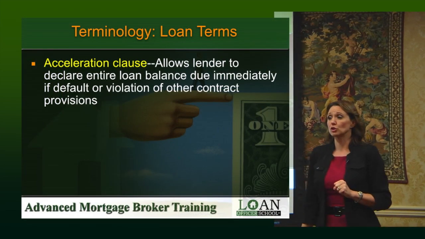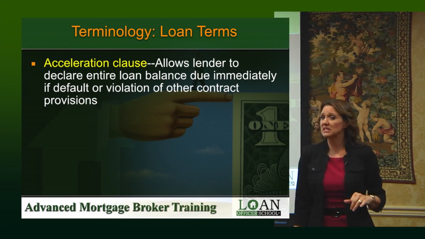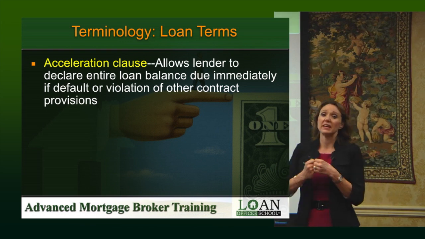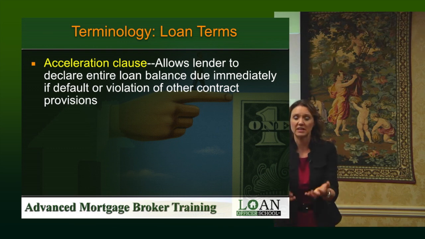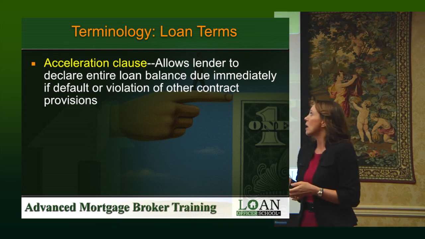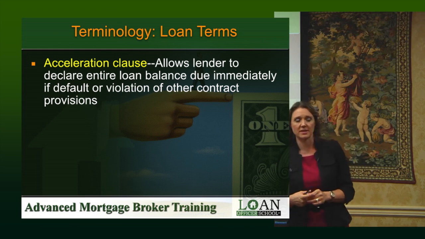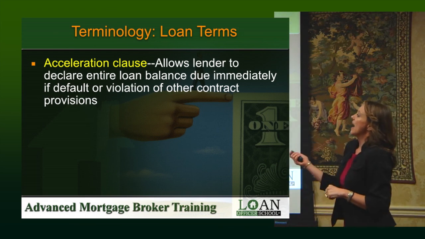All right. Terminology: acceleration clause. This allows the lender to call the entire note due and payable in the event of a default, or basically you stopped making your payments. Acceleration means they can accelerate. When you think about it, when you accelerate in your car, it means you go quickly, right? Well, we quickly want the entire amount paid off. That would be an acceleration clause. This is very common for mortgage states, not very common at all for deed of trust states.